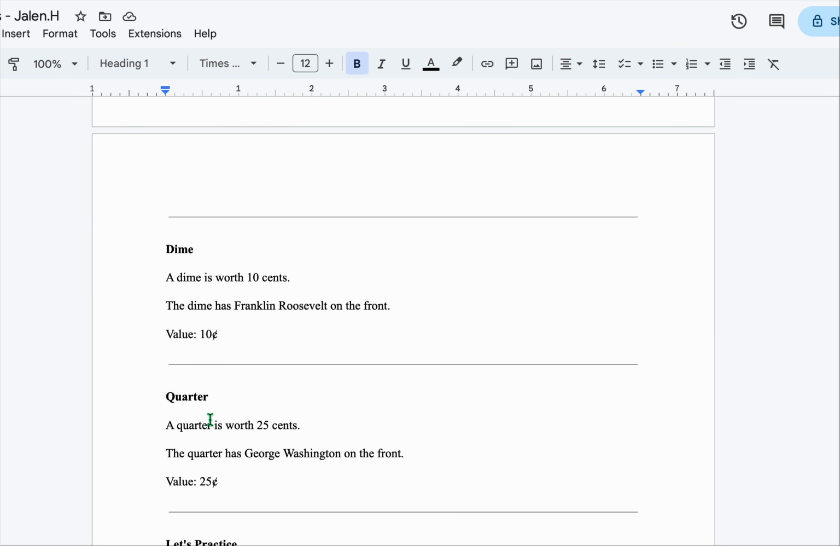After that, we have our quarter. A quarter is worth 25 cents. The quarter has George Washington on the front, and the value is 25 cents. So one more time, we're just going over what it is, how to identify it, and its value.